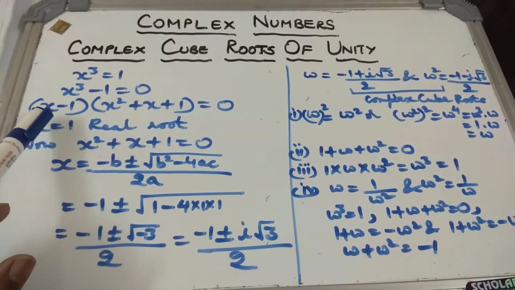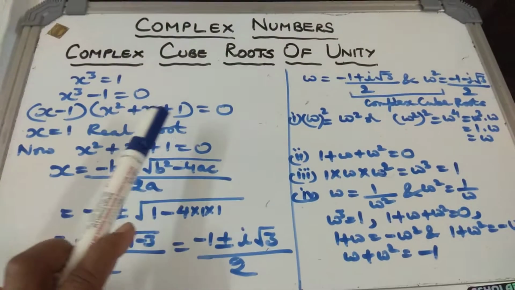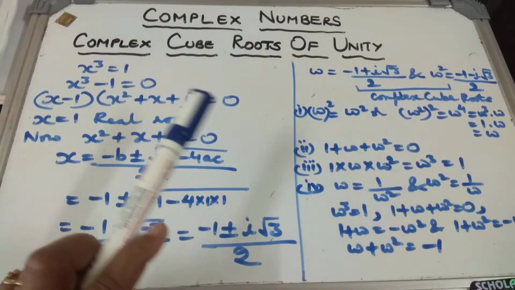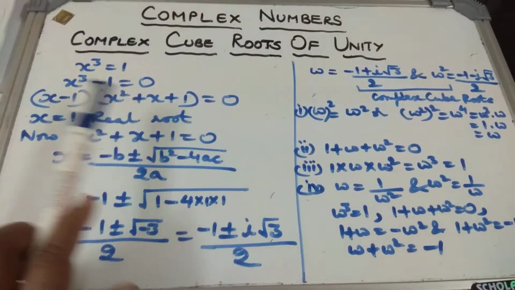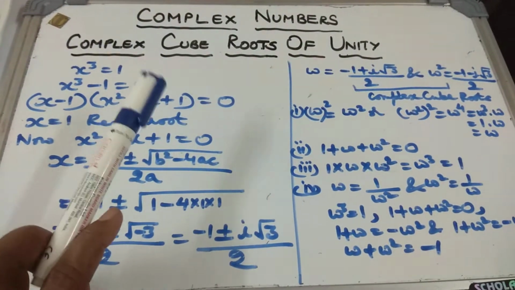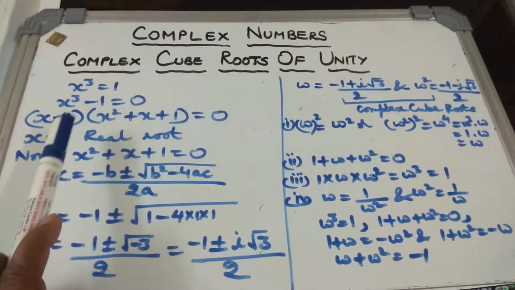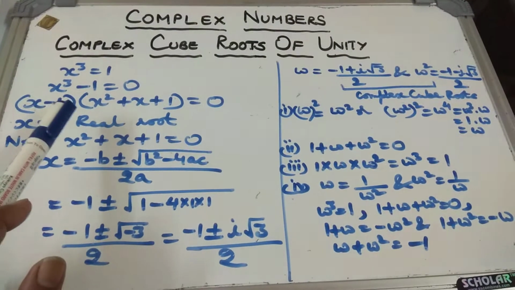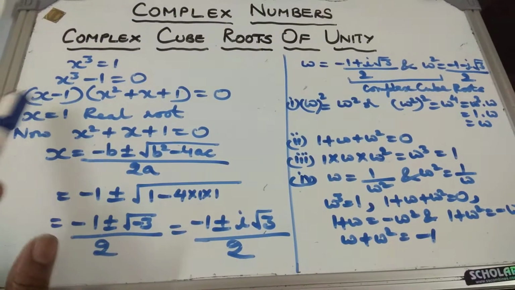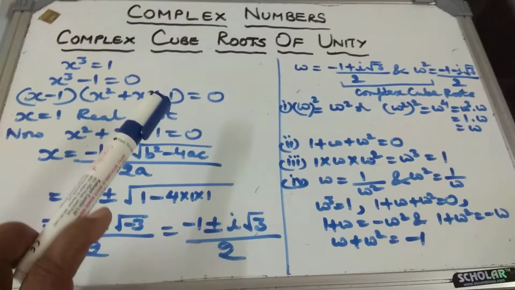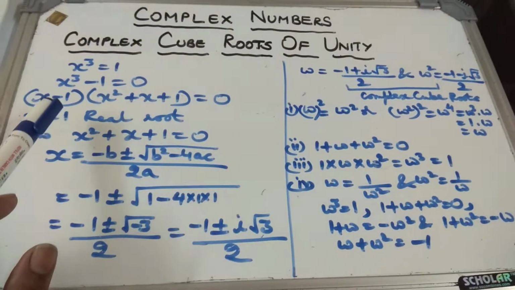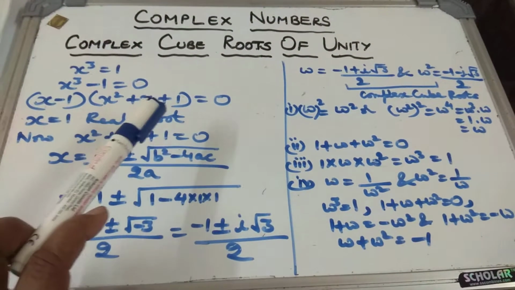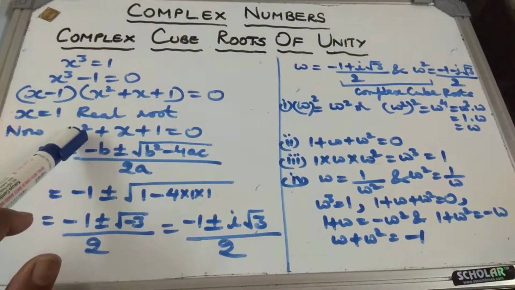Now if x minus 1 is one factor, the other factor will be quadratic expression, which is x square plus x plus 1. Now this you can obtain by dividing or by algebraic method. You already know the method, so I have not shown the method here. Hence these are the two factors for this equation. One is x minus 1, the other one is quadratic factor x square plus x plus 1. Now x minus 1 means x is equals to 1, that is the real root. Now x square plus x plus 1 is quadratic expression.